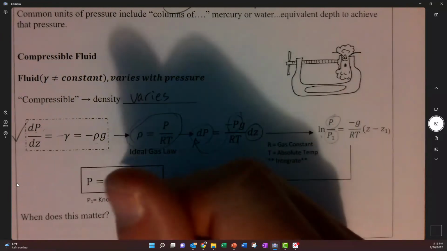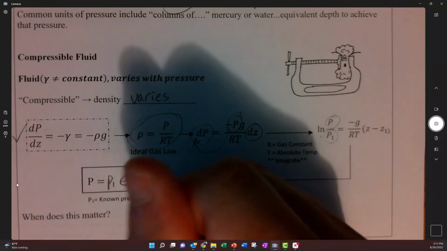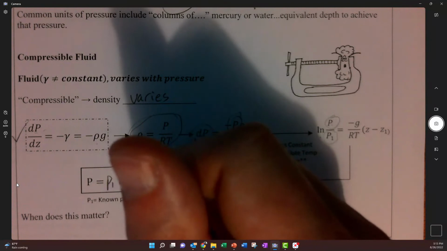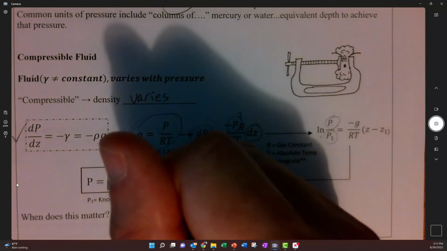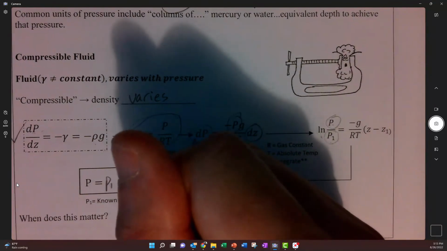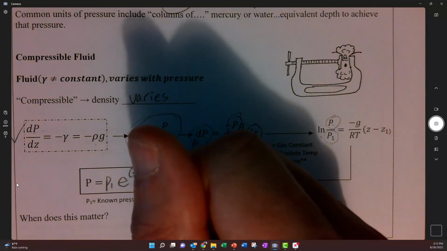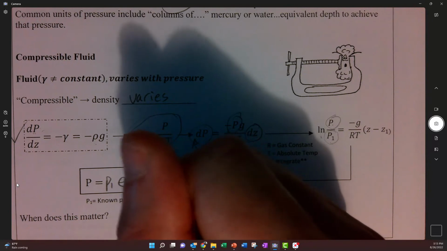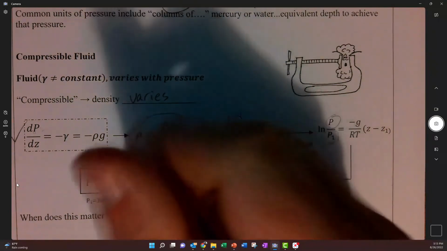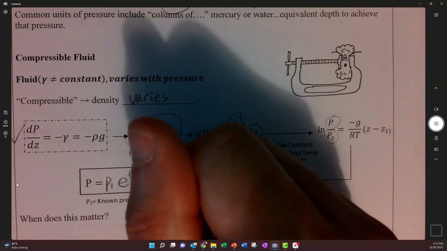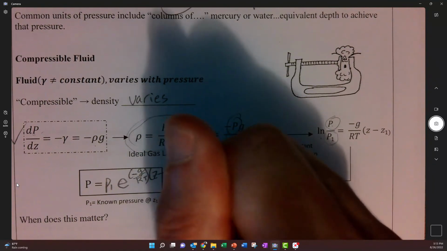normally we would take the inverse of the natural log, which is going to be the e, and we'd raise it to the, it's going to be hard to squeeze all this in here, but it's the concept that matters more than the execution here. It'd be negative g over RT. I need to make that box bigger, darn. And then we'd have Z minus Z1. All right, so that doesn't really fit there.